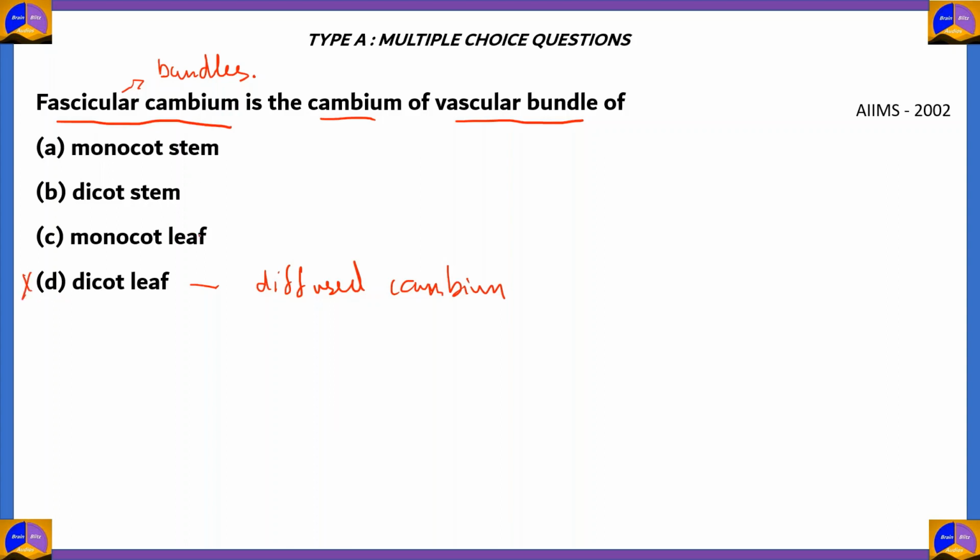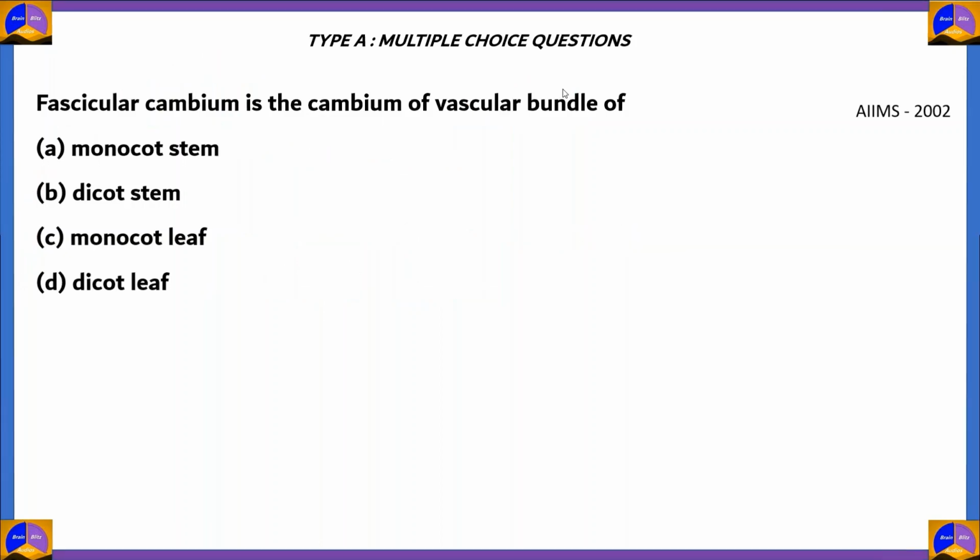Option C, monocot leaf. This is outright incorrect. Monocots, no cambium. And the same is true for option A, monocot stem. Again, no cambium. Therefore, the right answer is option B, dicot stem. Dicot stems have fascicular cambium in the vascular bundles.